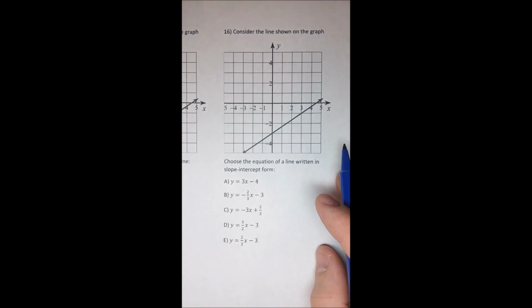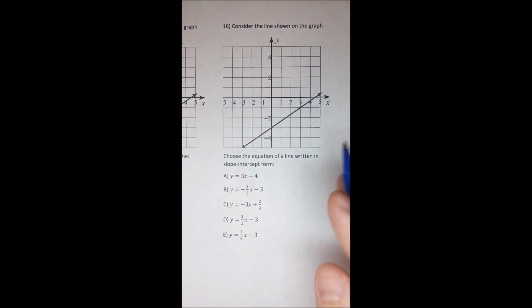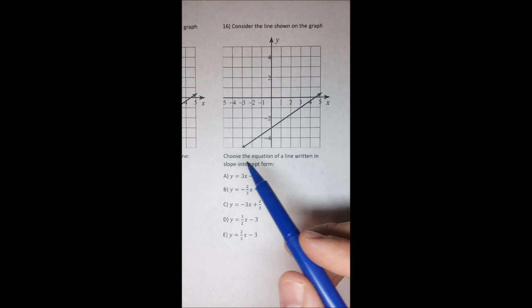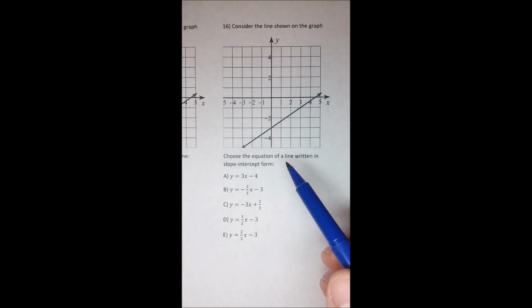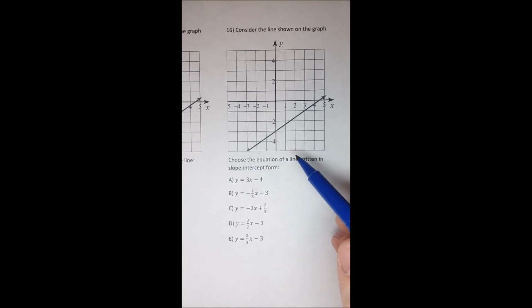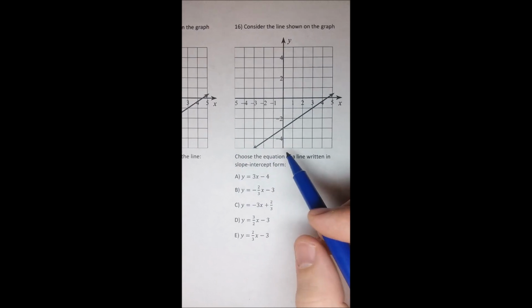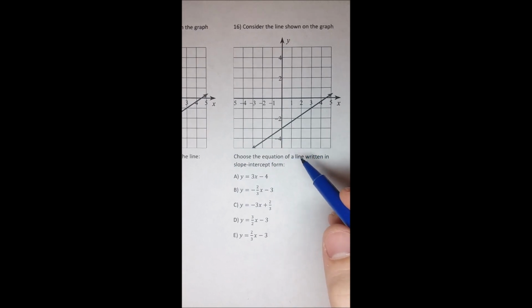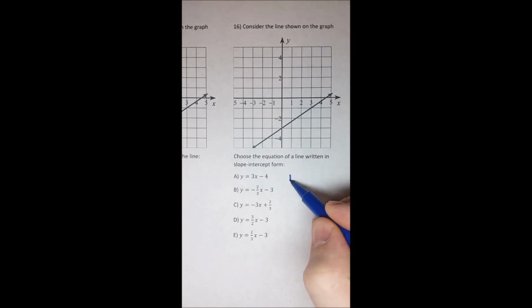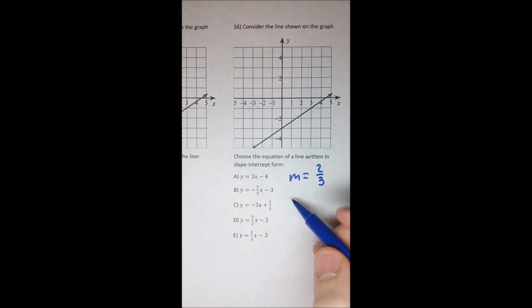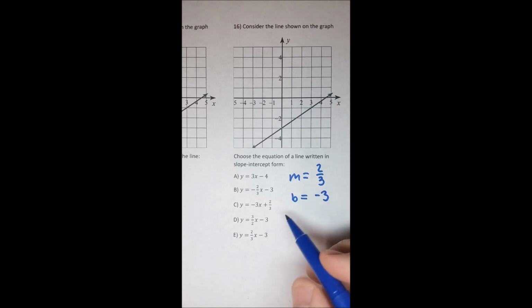Example, question 16, consider the line shown on the graph. Ooh, okay, and choose the equation written in the slope-intercept form. So it's the same equation we dealt with in question 14. We know that the slope was 2 over 3, and from question 15, we know that the y-intercept is -3. So now we just need to compile it.